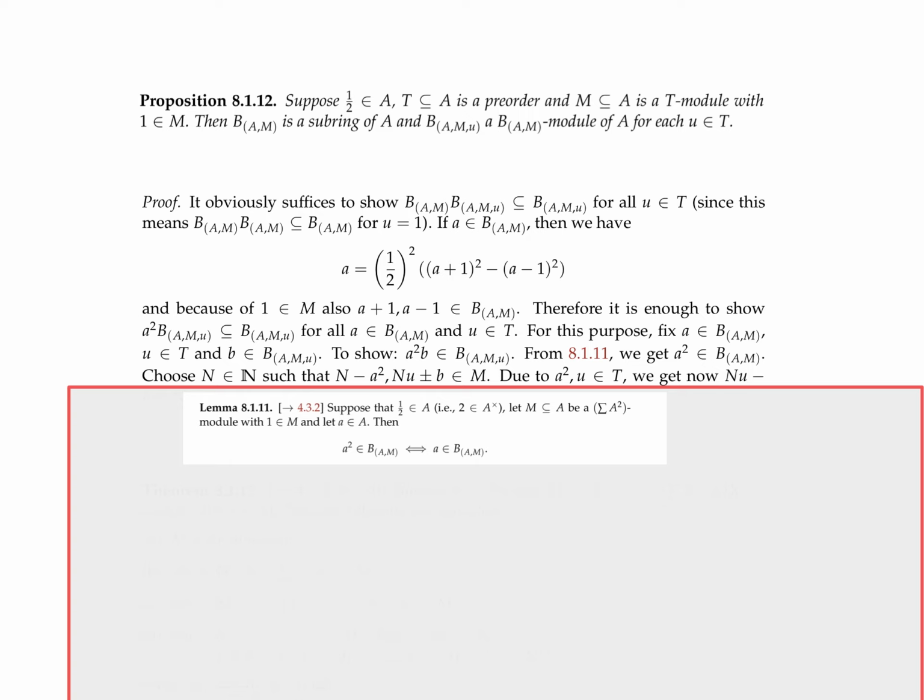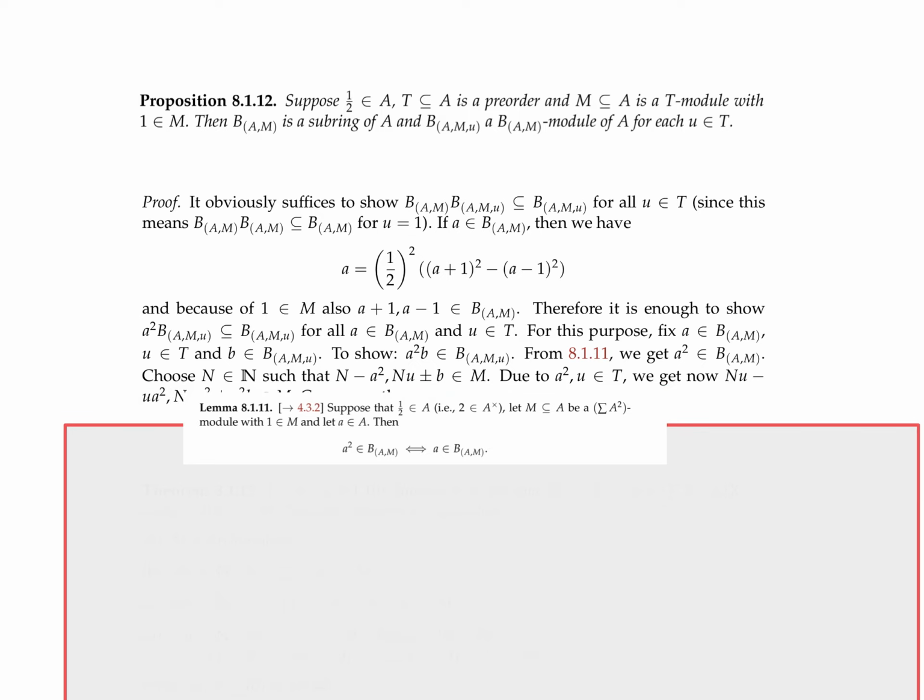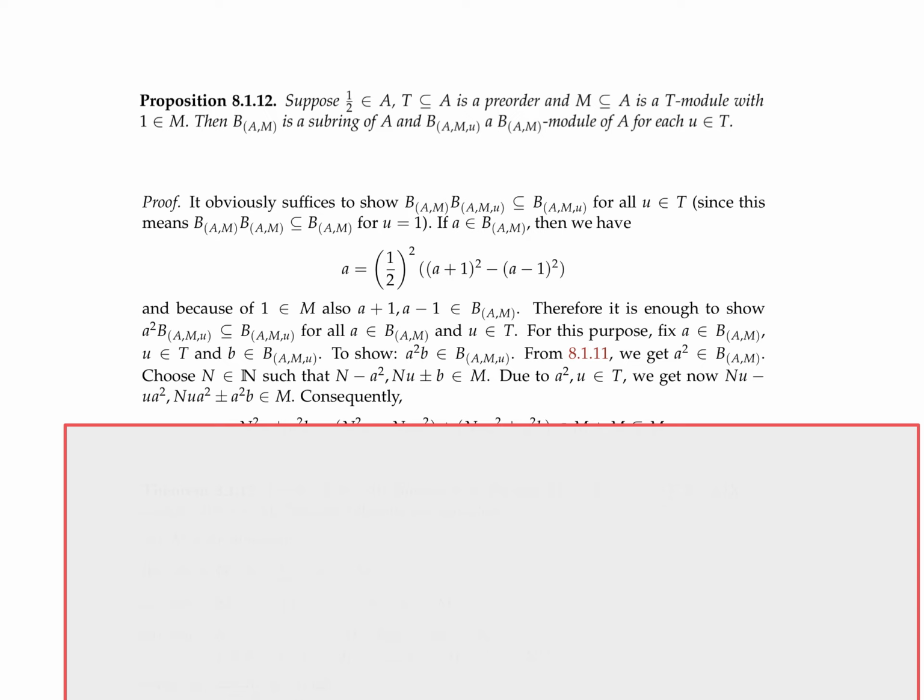And now since M is a T module, I can multiply here with U from the left, right? I mean, left or right doesn't matter because we are in a commutative ring. So we can multiply with U, and we get NU minus UA squared lies in M again. And here we multiply with A squared. Again, because M is a T module, then we have here NUA squared plus or minus A squared B lies in M.